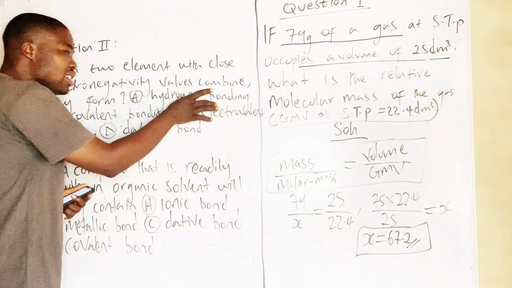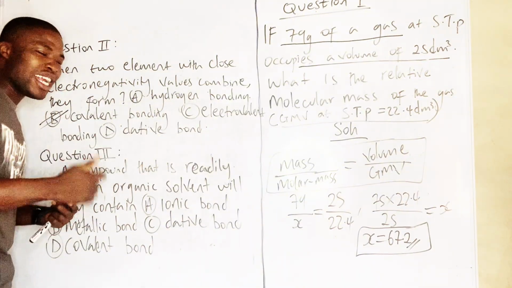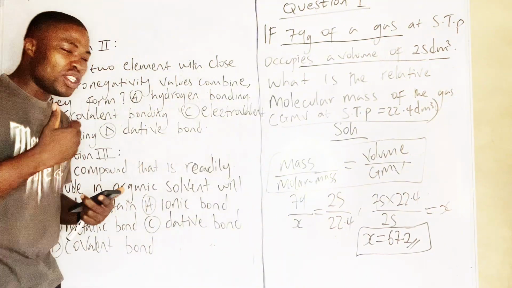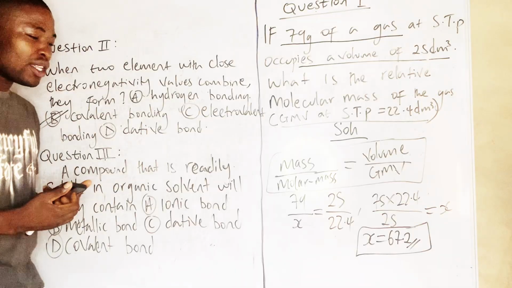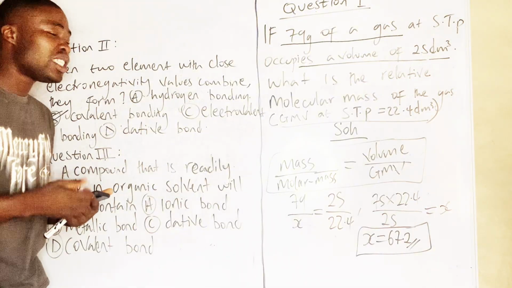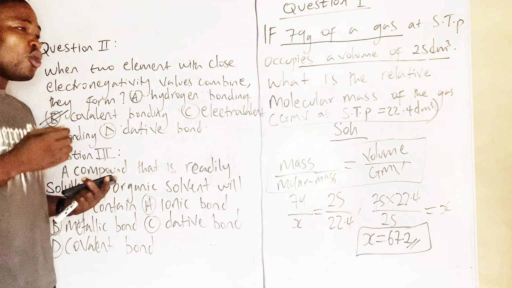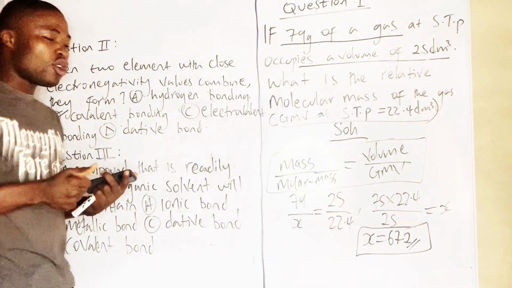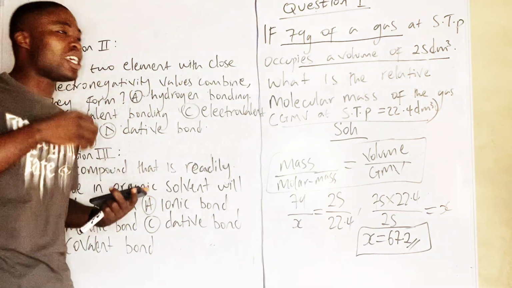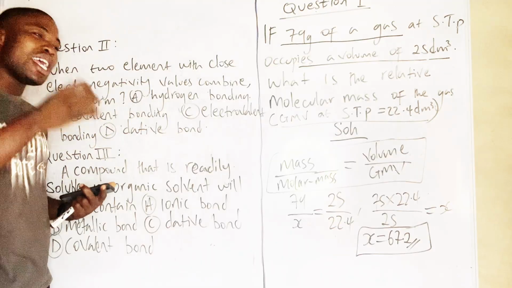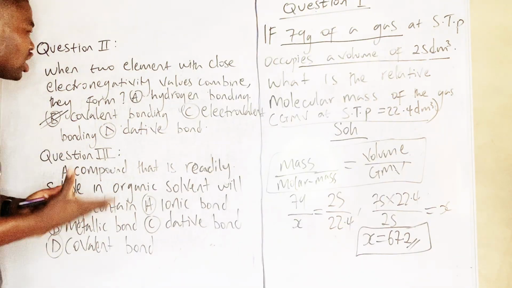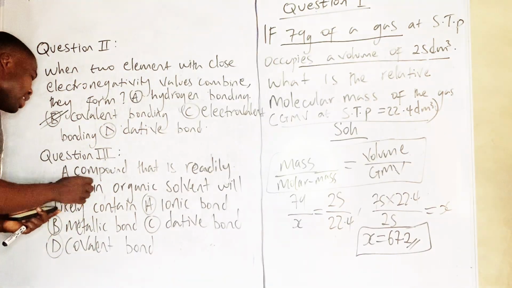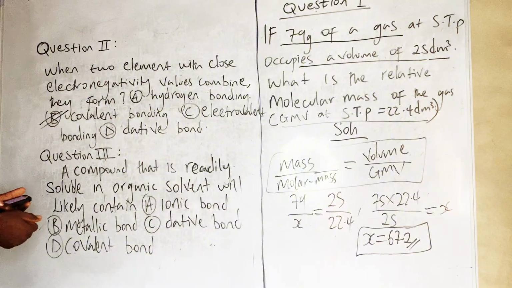Now, hydrogen bond is the type of bond that is formed when hydrogen is in combination with a very electronegative element. It's usually an intermolecular bond formed when hydrogen is in combination with a very electronegative element, such as fluorine, nitrogen, and oxygen. That's for hydrogen bonding. Okay. The next one is question 3.